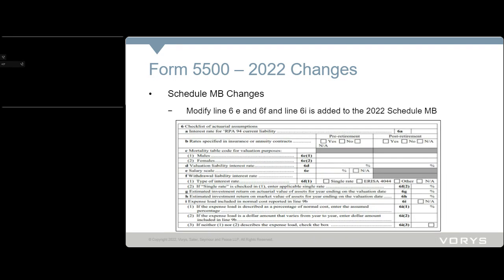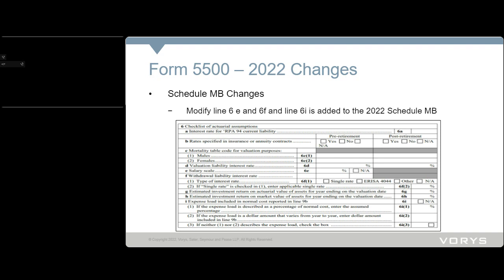Some additional changes to the Schedule MB. Currently, line 6 of the Schedule MB is where filers provide information about the actuarial assumptions that are used to determine plan liabilities. Agencies proposed to add a new item, line 6F, regarding the interest rate used to determine the present value of vested benefits for withdrawal liability determinations. For plans that do not use a single interest rate, the proposed instructions had required reporting a single equivalent interest rate. There were commenters that expressed concern about the extra work that would be required and clarification of what should be considered in determining this equivalent single interest rate.